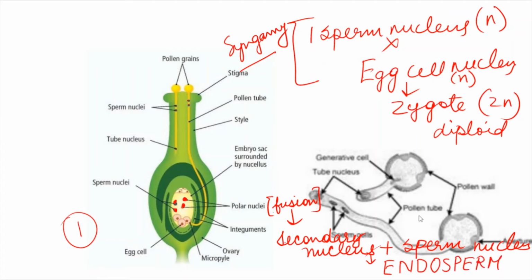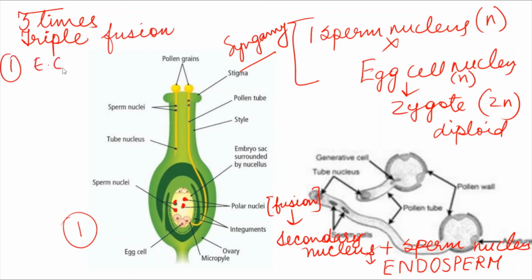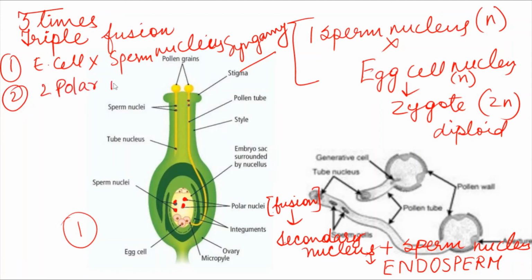So if I ask you that how many times did fertilization take place altogether, the correct answer will be 3 times. How many times, children? 3 times, and that is why we call the process of fertilization in flowering plants as triple fusion. The first fusion is between the egg cell, okay, egg cell and the first sperm nucleus. Second is between the two polar nuclei, which will lead to the formation of a secondary nucleus.